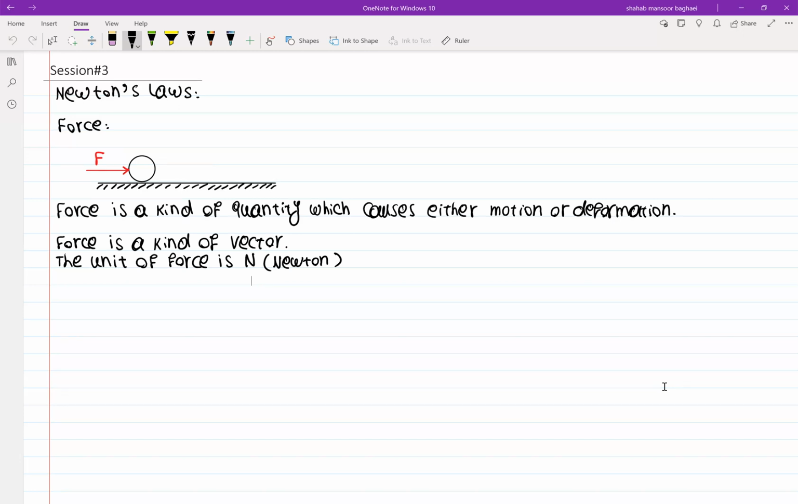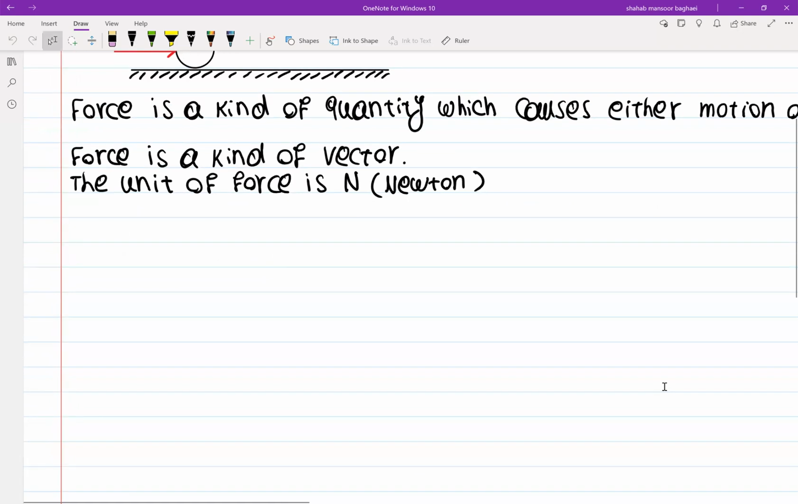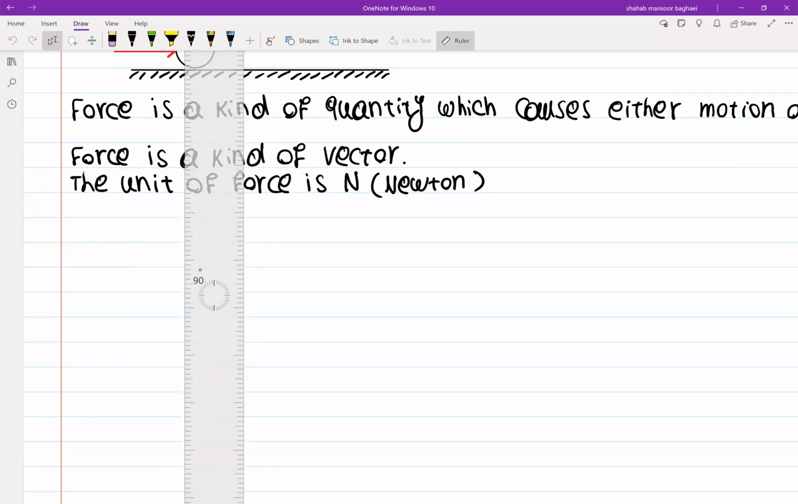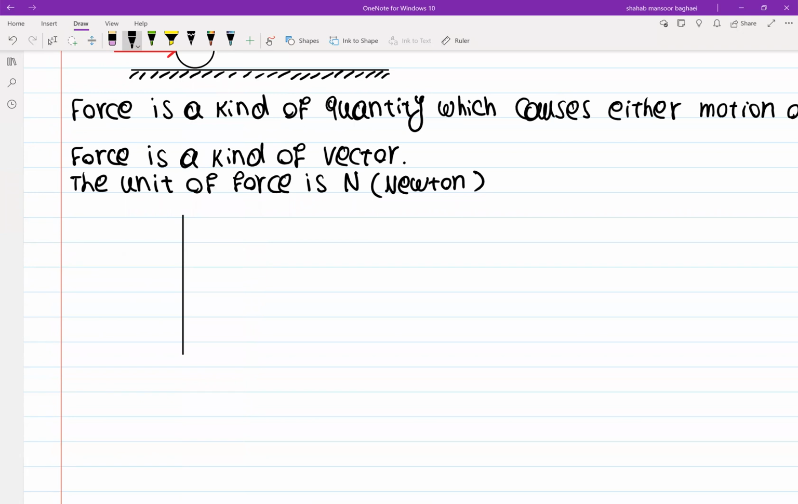Sometimes, as I told you before, for example, you have a very huge object, or you have a stationary object. Imagine you have a stationary object here, like this. Should you here? This one is better.